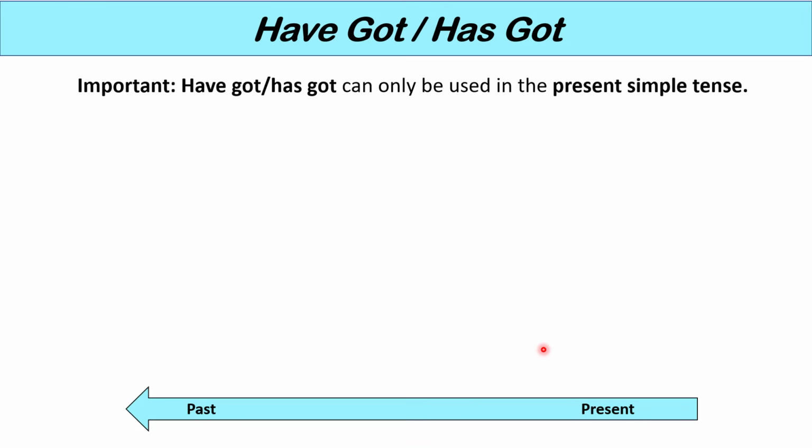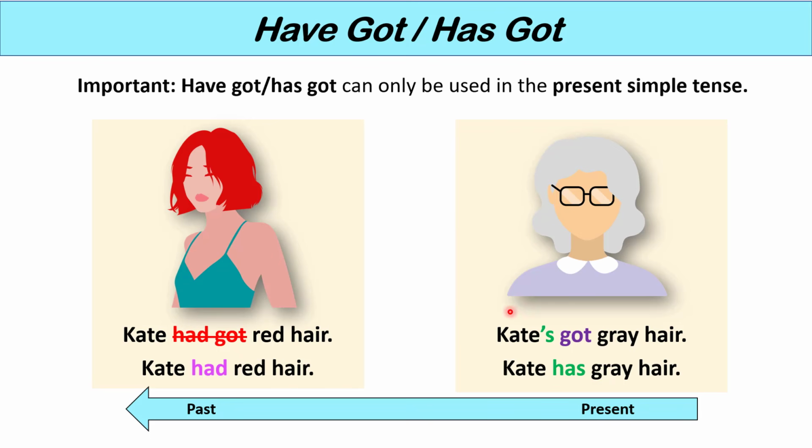It's very important to note that have got and has got can only be used in the present simple tense. For example, we say, Kate's got gray hair, or Kate has gray hair. Both of these sentences are talking about the present right now, and we are using the present simple tense. Kate's got gray hair and Kate has gray hair. They both mean the same thing.